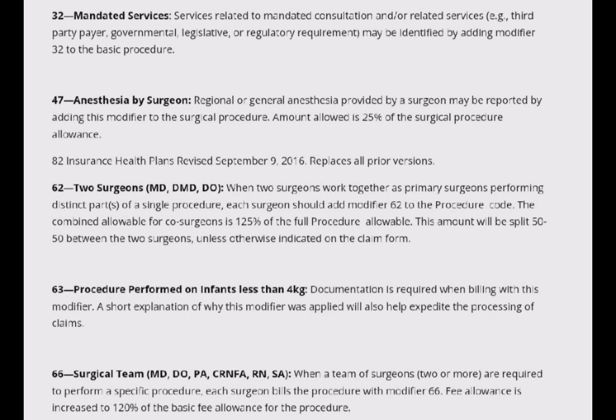63. Procedure performed on infants less than 4 kilograms. Documentation is required when billing with this modifier. A short explanation of why this modifier was applied will also help expedite the processing of claims.